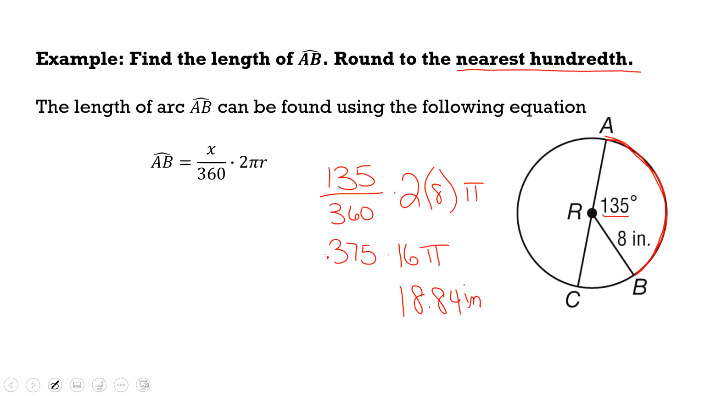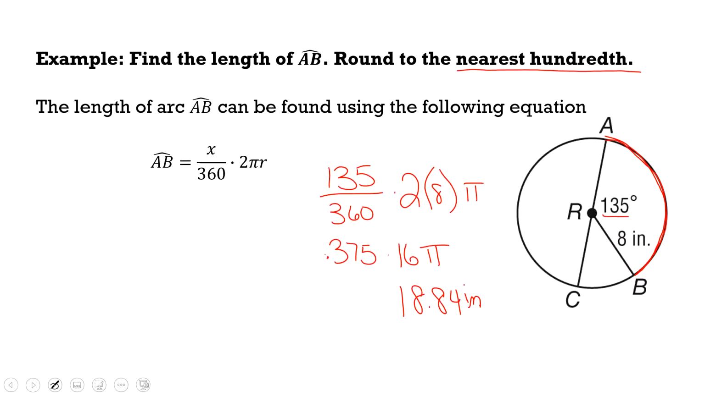If you had calculated the full circumference of the circle, the 16 pi, that would be 16 times 3.14. That's 50.24 inches for the full circumference. So now I know that 37.5% of that is the 18.84 inches.